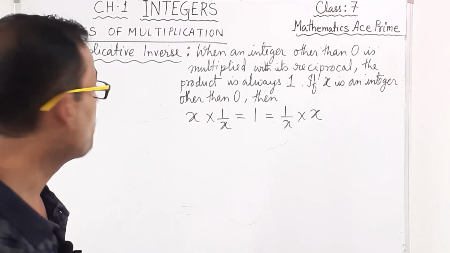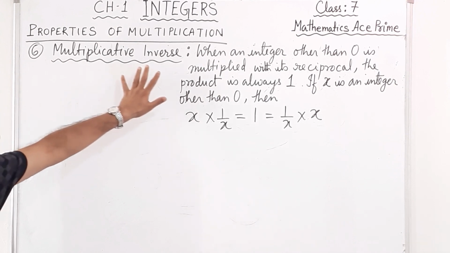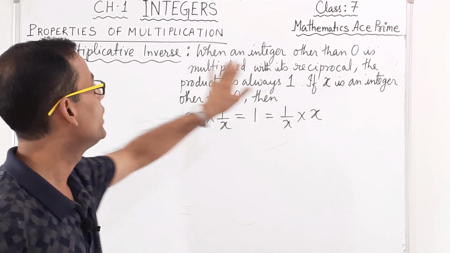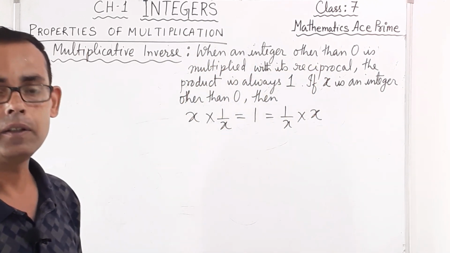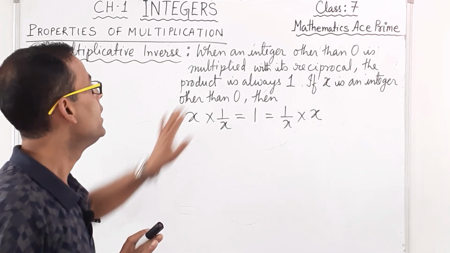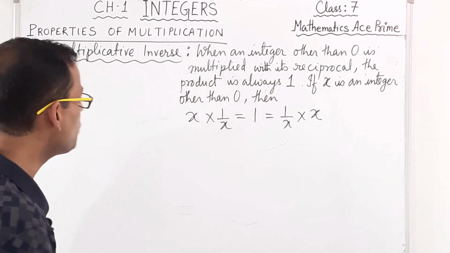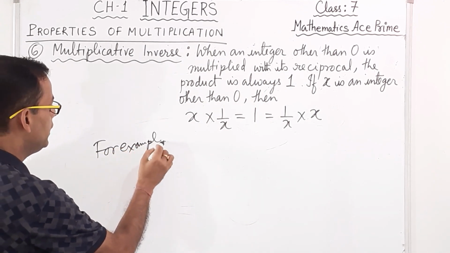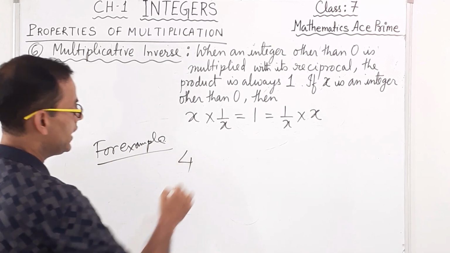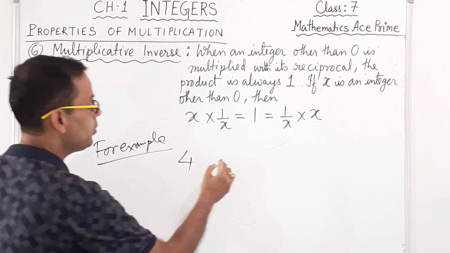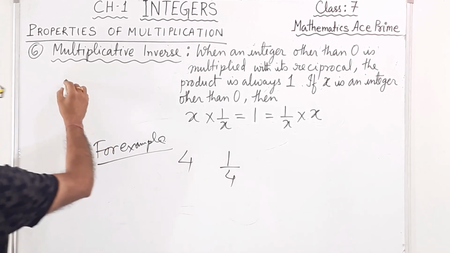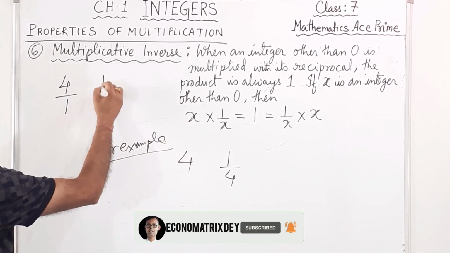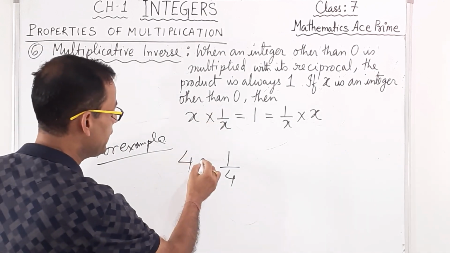Clear? Now property number 6, multiplicative inverse. What is it telling? When an integer other than 0 is multiplied with its reciprocal. You have to take one integer but not 0. Reciprocal means, suppose I take one integer as 4, then its reciprocal will be 1 by 4. Why? Because 4 means 4 by 1, and reciprocal means ulta. So it will become 1 by 4.